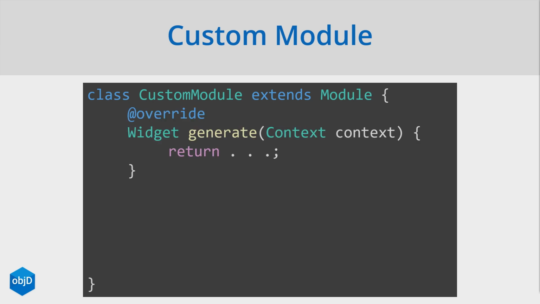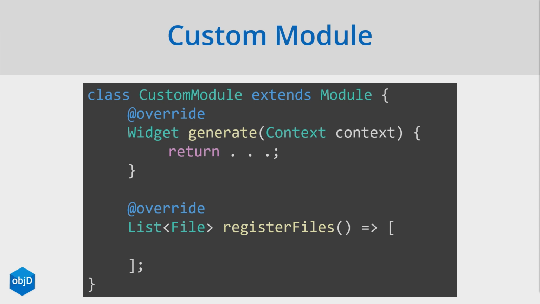objD ships with some built-in modules that have advanced functionality. We are going to explore some of them in the next episodes, but like everything else in objD, you can create your own. And it is pretty similar to Widget. You just define a new class that extends the module, then you override the generate method and return a new widget tree. This is executed every tick in the main file then. And you also have a second method to override, and that is register files. Here you can just return a list of files and they will be added to your pack.